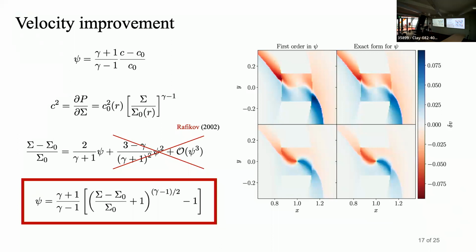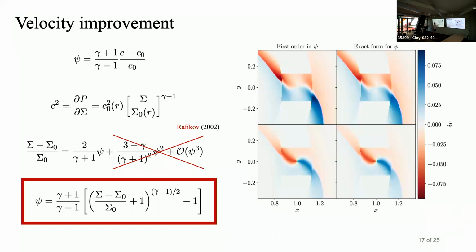But I actually noticed last year that there's no real reason to expand it unless you just really like taking expansions. You can just invert it and keep all the higher order terms. And so that's what we did. And so this fixed somewhat our problem with the velocities not matching inside and outside the linear and nonlinear regimes.